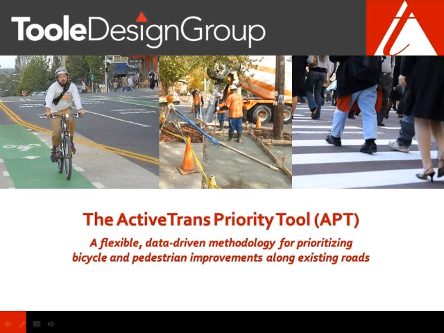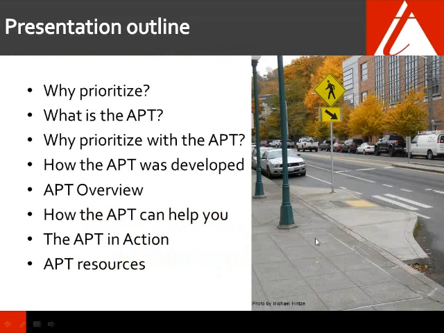So with that, I'm going to advance to the next slide here. This is what we're going to discuss today. I wanted to start off by providing some context. Why is it important to prioritize pedestrian and bicycle improvements, and how can the ActiveTrans Priority Tool, which we're going to start referring to as the APT, just to make it short, help agencies do this.